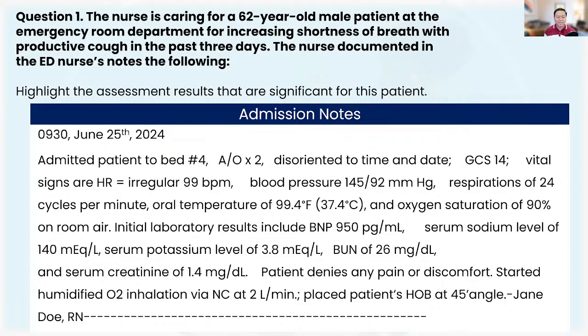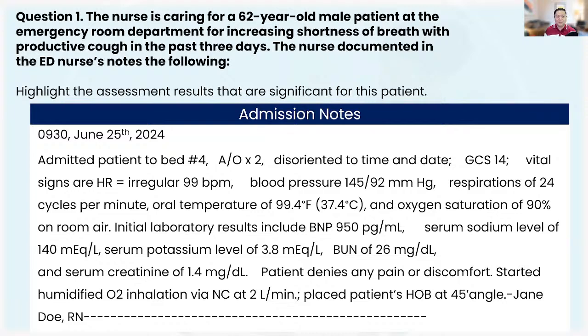Let's take a look into this test question. The scenario states: the nurse is caring for a 62-year-old male patient at the ED for increasing shortness of breath with productive cough in the past 3 days. The nurse documented in the ED nurse's notes the following: at around 9:30 in the morning, June 25th, 2024, admitted patient to bed number 4, alert, oriented ×2, disoriented to time and date, Glasgow Coma Scale of 14.